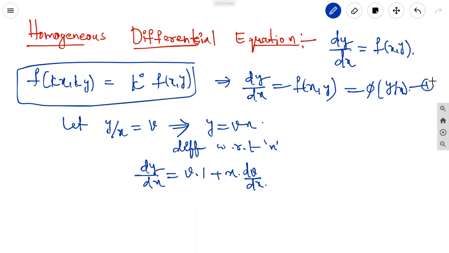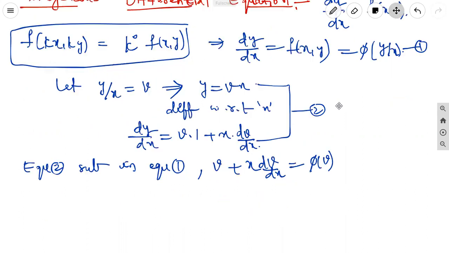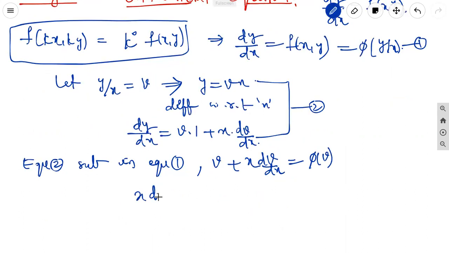Here, the given equation is equation 1. The assumption is equation 2. Substitute equation 2 in equation 1. Then the equation is converted into the new variable v. In the place of dy by dx, we write v plus x dv by dx is equal to phi of v. Simplifying this, x dv by dx is equal to phi of v minus v.